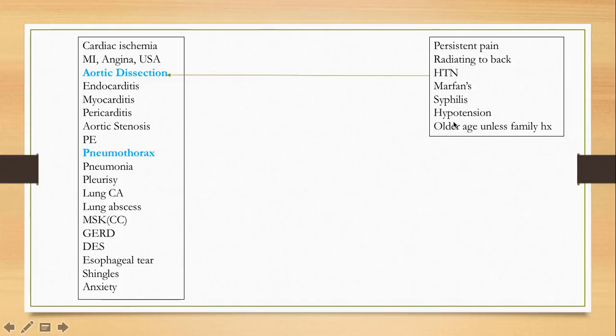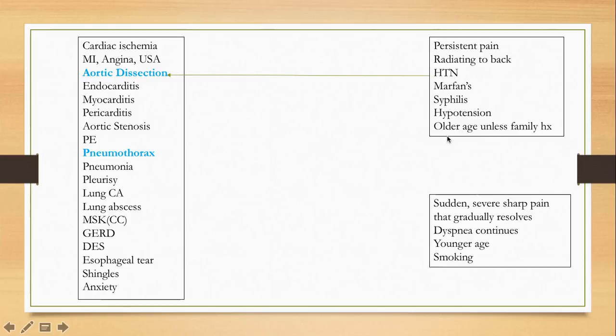And very quickly they develop hypotension, so of course looking at vitals will be important. Therefore whenever you see any hypertensive patient whose pain is radiating to the back, this would be something to not miss at all. These people usually are older, but if they have a family history of Marfan's, they may be young as well. Then you have pneumothorax contrasting with aortic dissection.